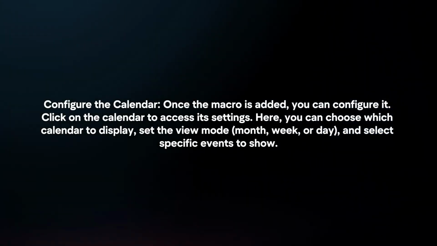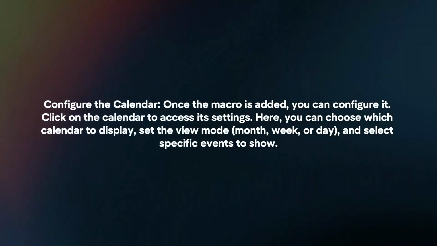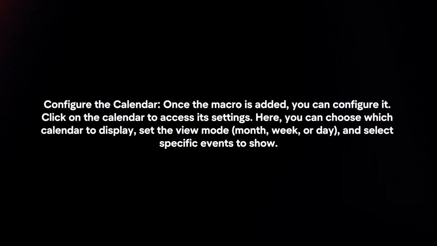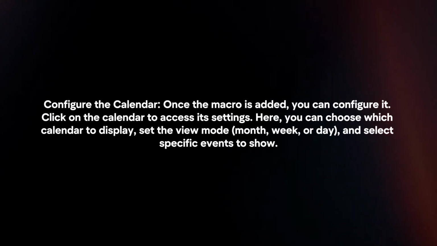Configure the calendar. Once the macro is added, you can configure it. Click on the calendar to access its settings. Here, you can choose which calendar to display, set the view mode, and select specific events to show.